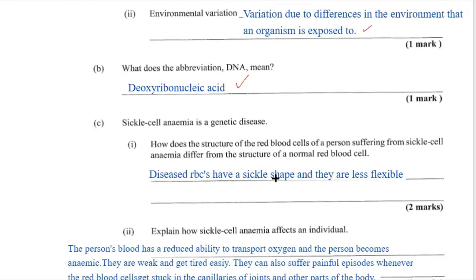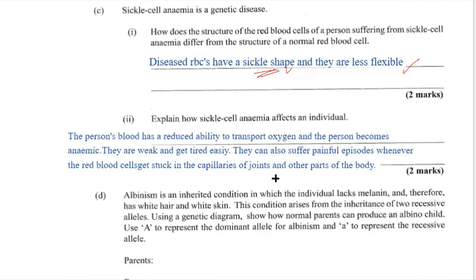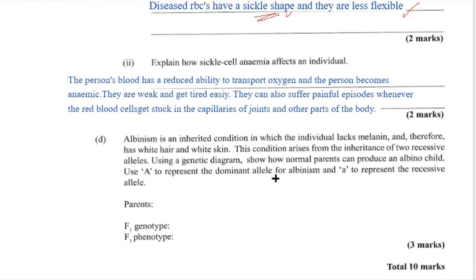Okay, sickle cell anemia, a genetic disease. You are comparing the red blood cell of someone with sickle cell. This is a normal red blood cell. With the disease, they have a sickle shape and they are less flexible. The person's blood has a reduced ability to transport oxygen. Your blood count is low because sickle cells don't last as long as normal red blood cells. That's where the anemia comes in.